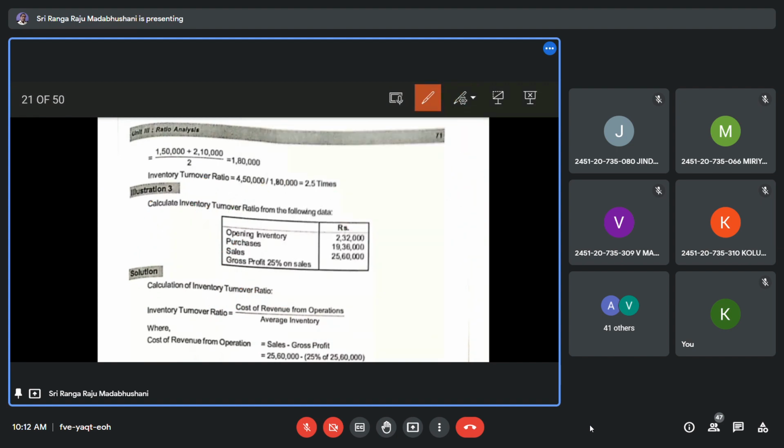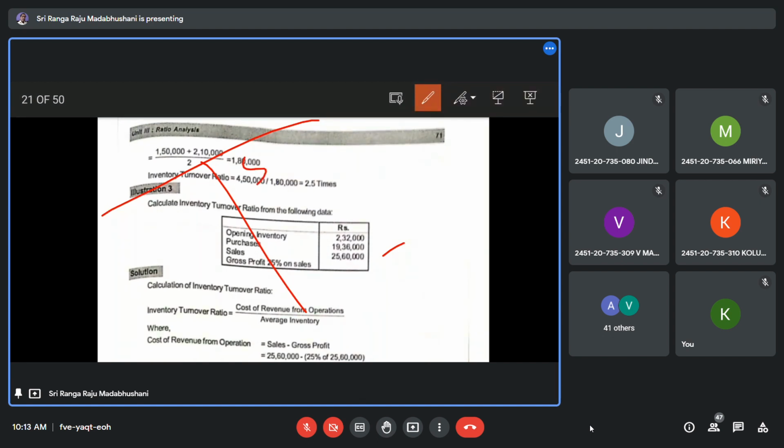Here it is given on sales: 25% on 25 lakh 60,000. On that you have to find out. The closing stock is not given, so you have to find it out. You have to draw the trading account. Earlier the missing item was gross profit. Now you have gross profit, so the missing item is closing stock. You are going to arrive at that.